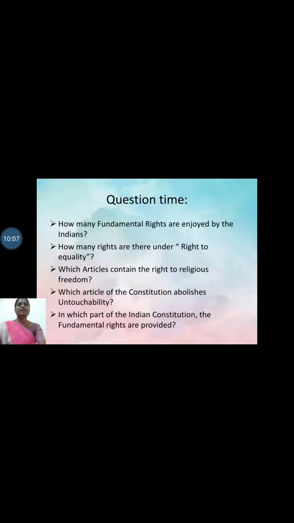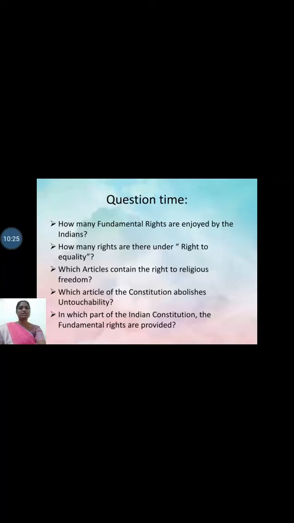Next, how many rights are there under the right to equality? Yes, 5 rights. What are those rights? Equality before law, prohibition of discrimination, equality of opportunity, prohibition of untouchability, prohibition of titles. These are the 5 rights to equality.